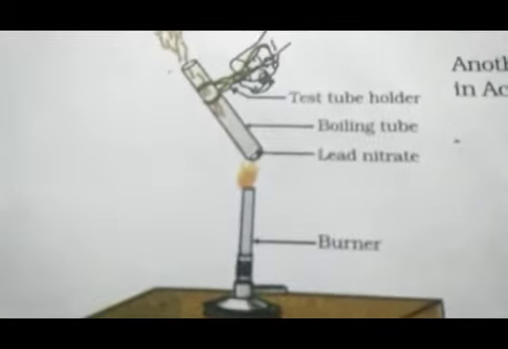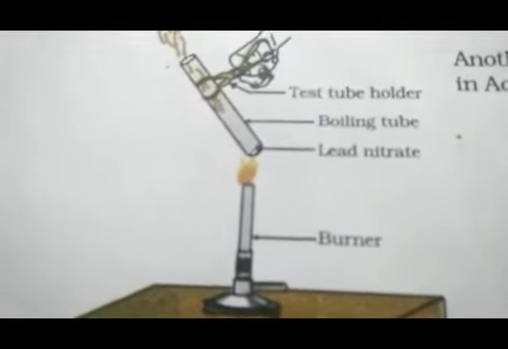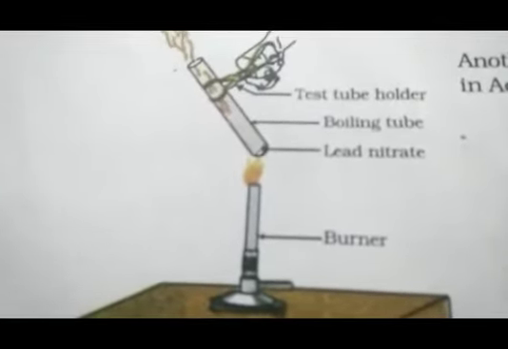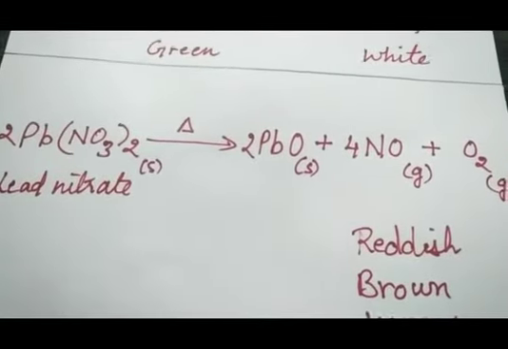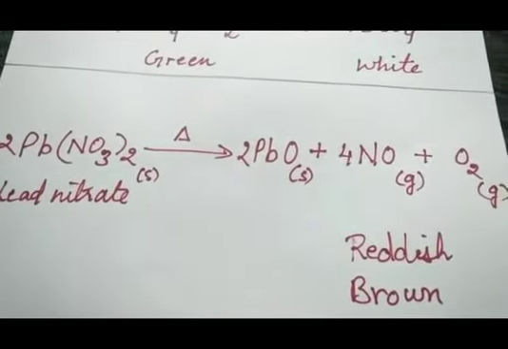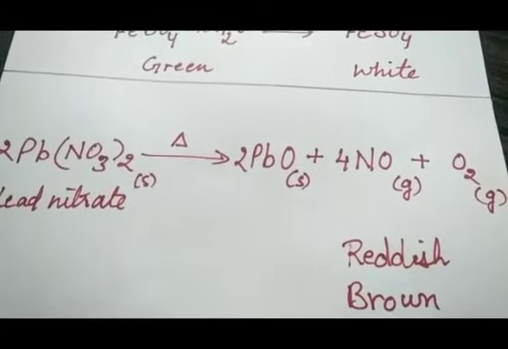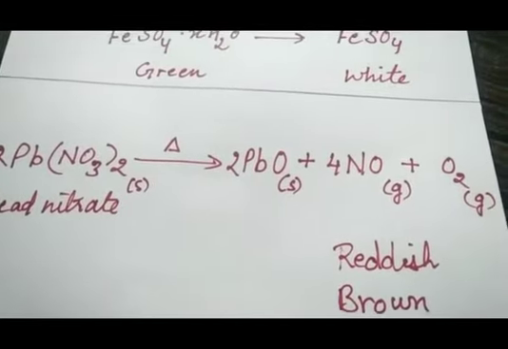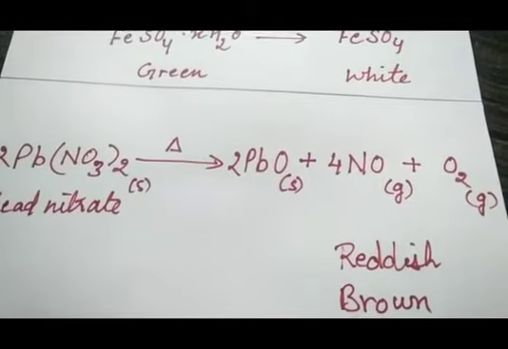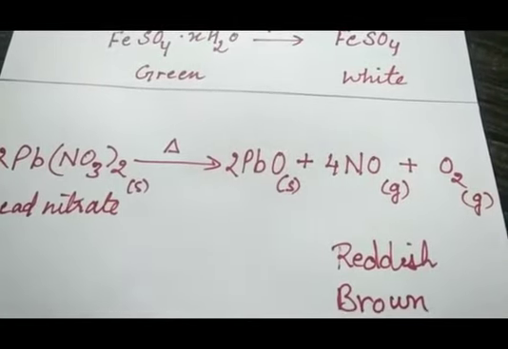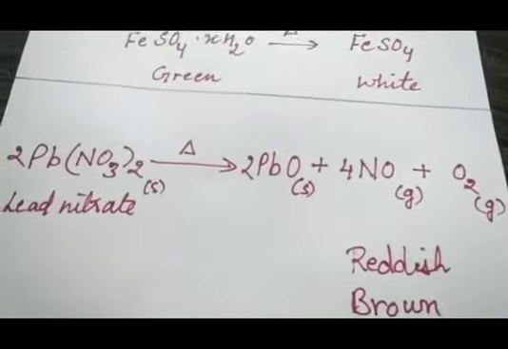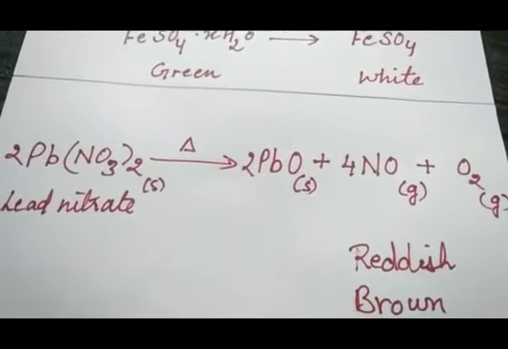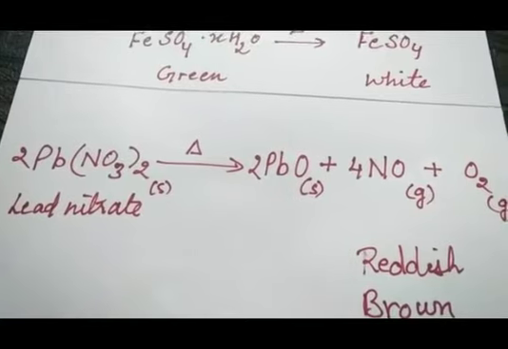After some time we can see that brown color fumes are evolved. What is the reaction which is taking place here? Lead nitrate on heating is giving lead oxide, and during this process nitrogen oxide gas and oxygen gas are evolved. The reddish brown fumes are of nitrogen oxide, and it is a toxic gas.